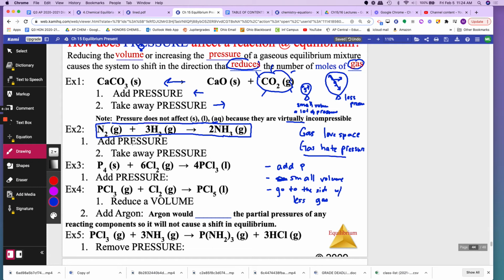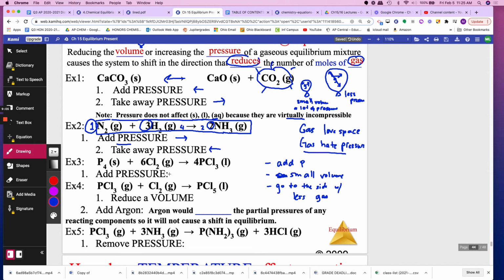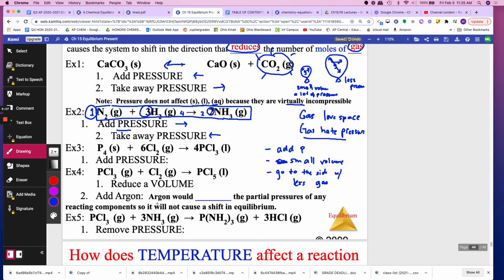Okay, so when you add pressure, it's going to go to the side with less gas. Here on the left side, you have 1 mole of gas, 3 moles of gas, so you have a total of 4 moles of gas on this side. Over here, you only have 2. If you squeeze them together, you add pressure, it's going to go to the right because there's only 2 moles of gas on the right side. If you take away the pressure, it's going to expand and you're going to get more gas. It's going to go to the left. Okay? Go ahead and do the rest of these. Pause the video and do all of them.